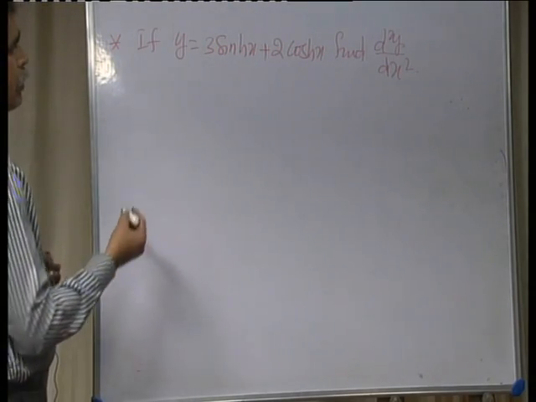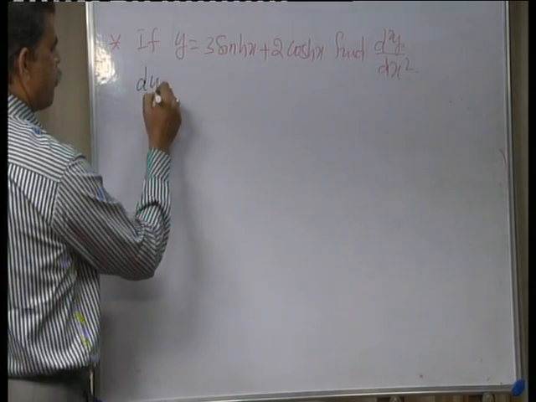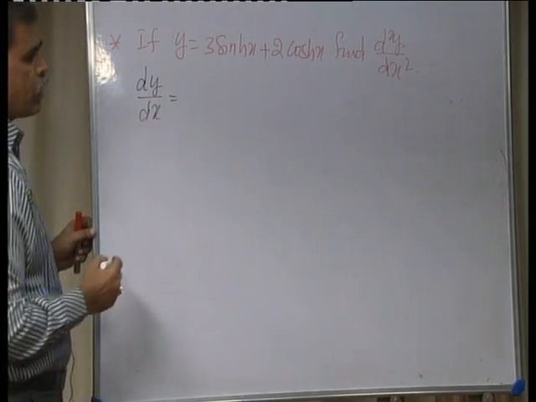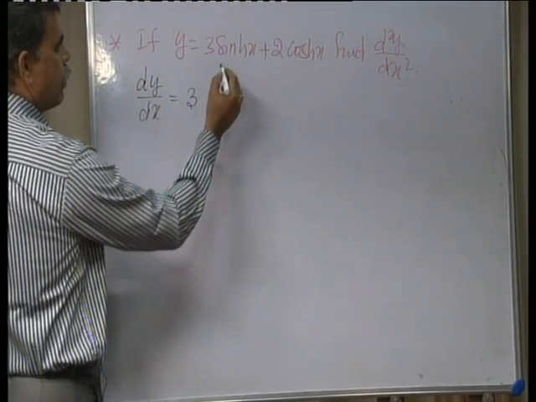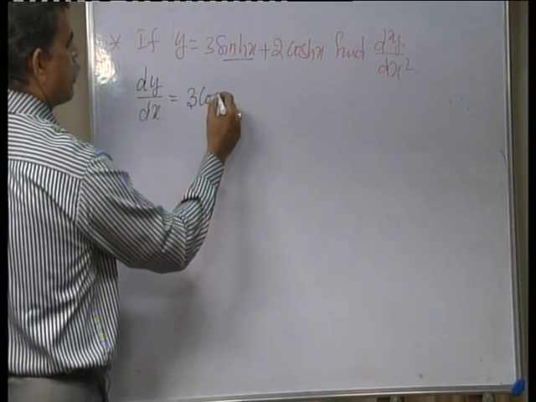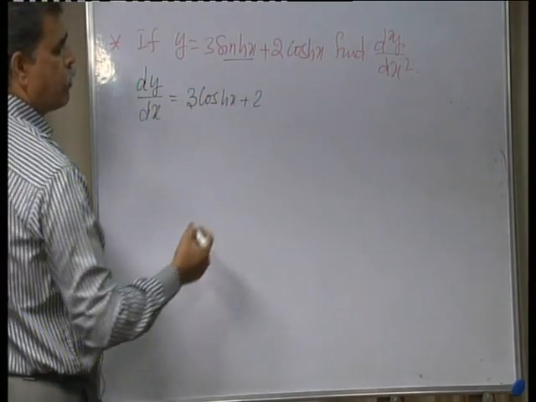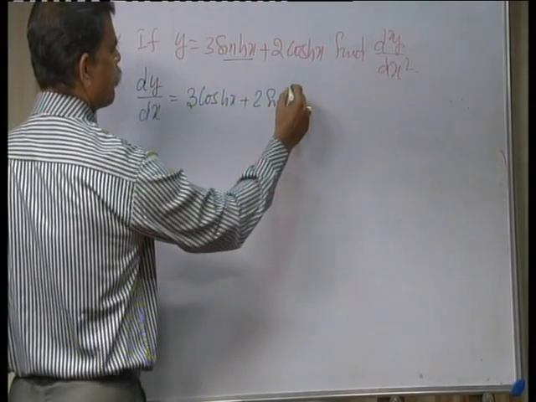Differentiate the given y with respect to x, keep 3 as it is, differentiation of sinh x is cosh x, plus 2 into differentiation of cosh x, which is sinh x.